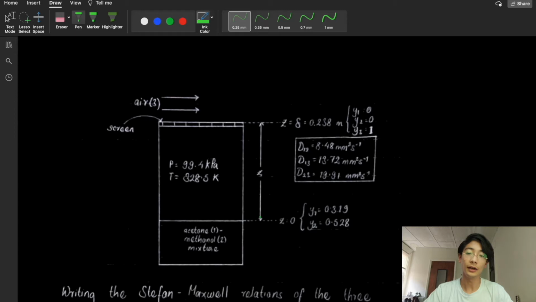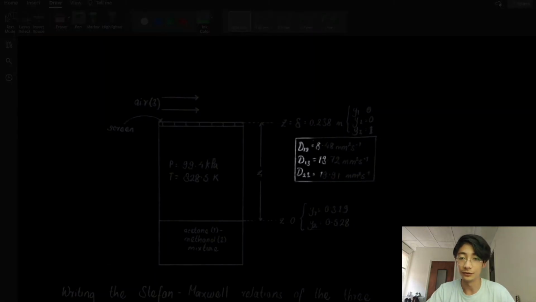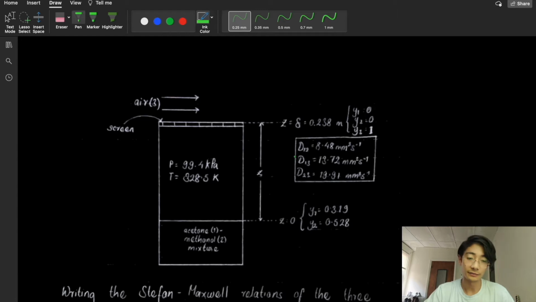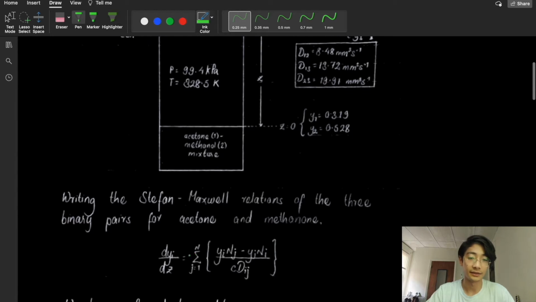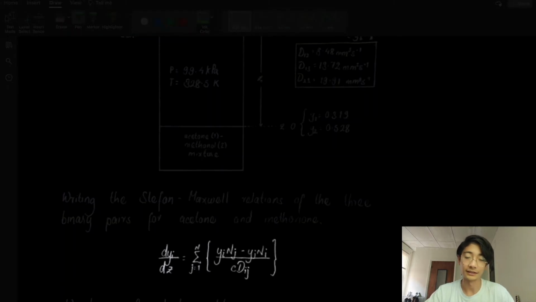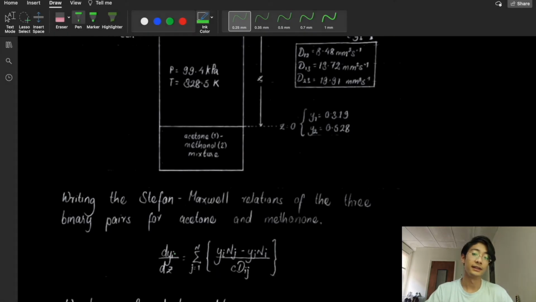So, okay, since we've been given the three diffusion coefficients, let's just start off by writing down the Stefan-Maxwell relationships for them. So what we know is that the Stefan-Maxwell relationship is given by this particular equation, where the mole fraction gradient is equal to the summation of the mole fraction of the first component times the molar flux of the other component minus the mole fraction of the other component times the molar flux of the first component, which is all divided by the total molar concentration times the Stefan-Maxwell diffusion coefficient of the two pairs.